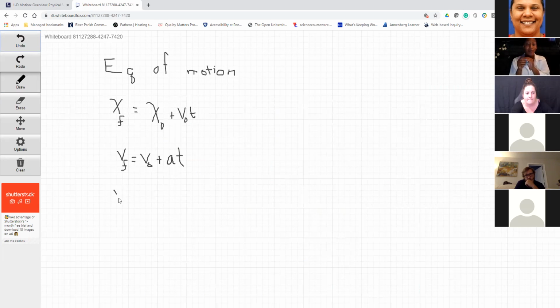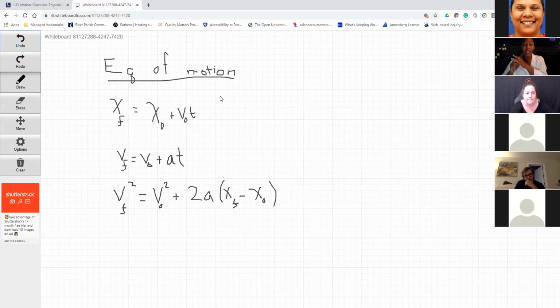And then V final squared equals V initial squared plus 2A times X final minus X initial. Okay, so these are my equations of motion. This allows me to figure out my final position, my final velocity, and my final velocity if I don't know any time involved. But let me translate that into free fall.